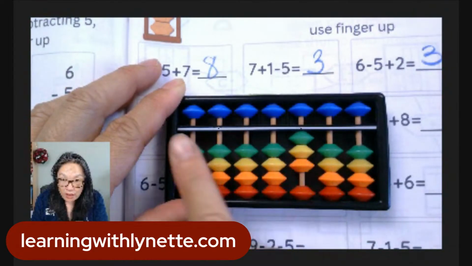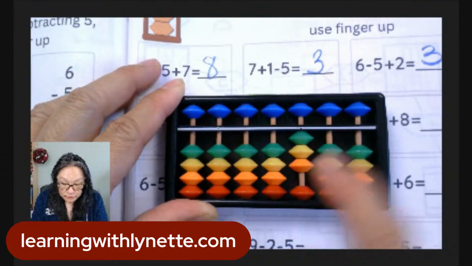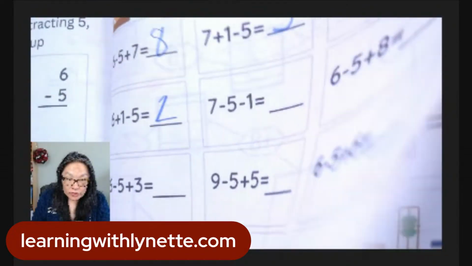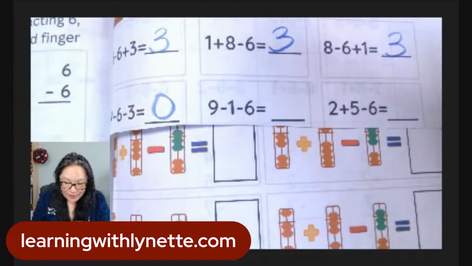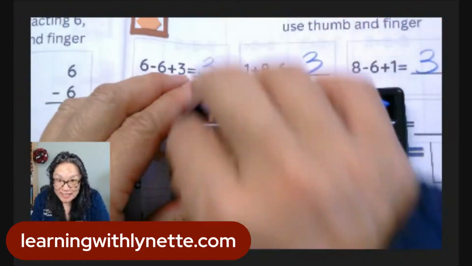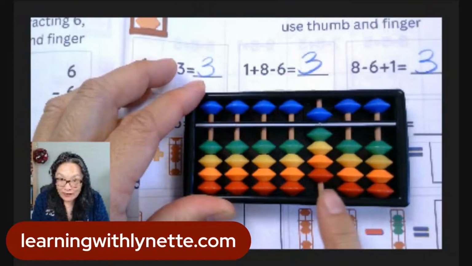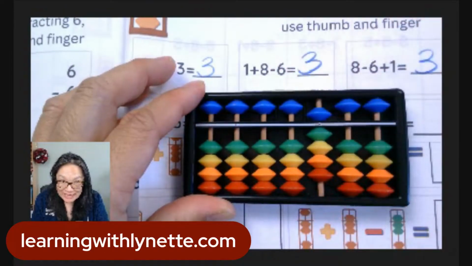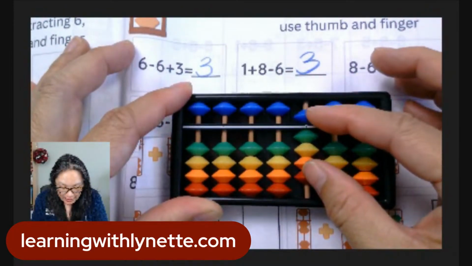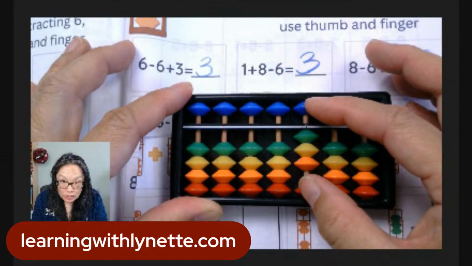So we have 3. Our final answer is 3. What we're going to do is we're going to continue on, right? We have 1, and then we're going to add the 8. When we add the 8, we have 9. And then what we need to do is we need to minus the 6. When we minus the 6, again, we are taking away from the horizontal bar.